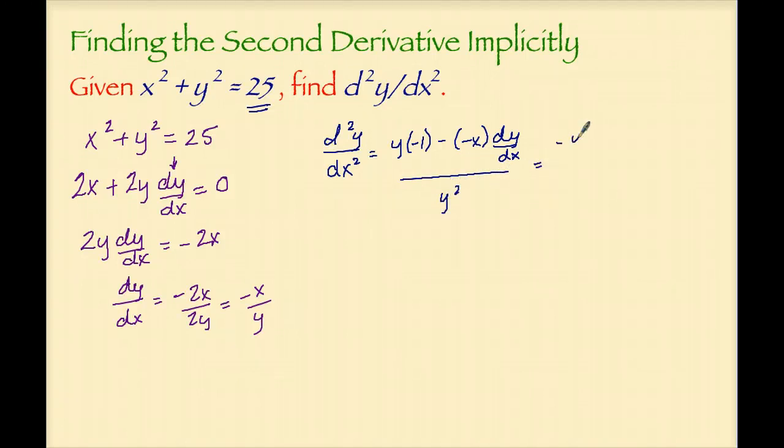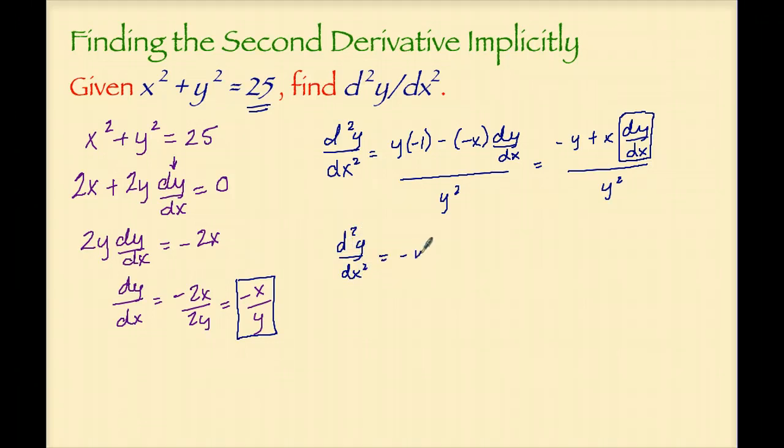This simplifies to negative y plus x dy dx over y squared. Notice the dy dx term that is here in our second derivative. We're going to replace that dy dx with the result we found in the first derivative, negative x over y, which means our second derivative will look like this. We'll have negative y plus x times negative x over y, all over y squared, which becomes negative y minus x squared over y squared.